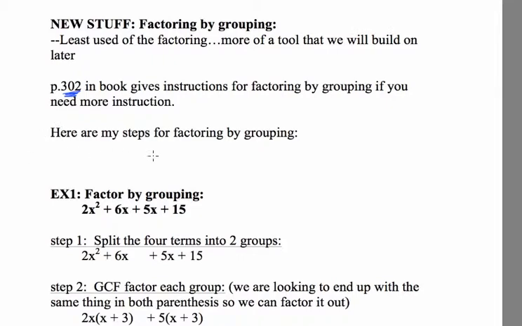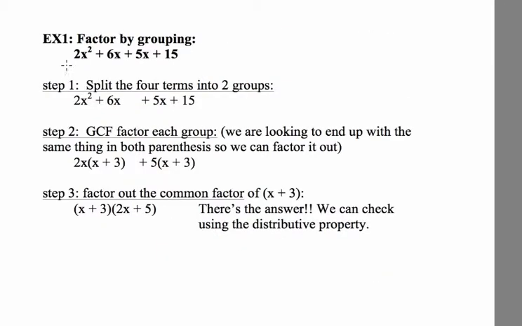So here are my instructions for factoring by grouping. Example 1. If you have this problem and you are supposed to factor by grouping, the first thing you do is split it into two groups. So I've split it up into 2x squared plus 6x and positive 5x plus 15.